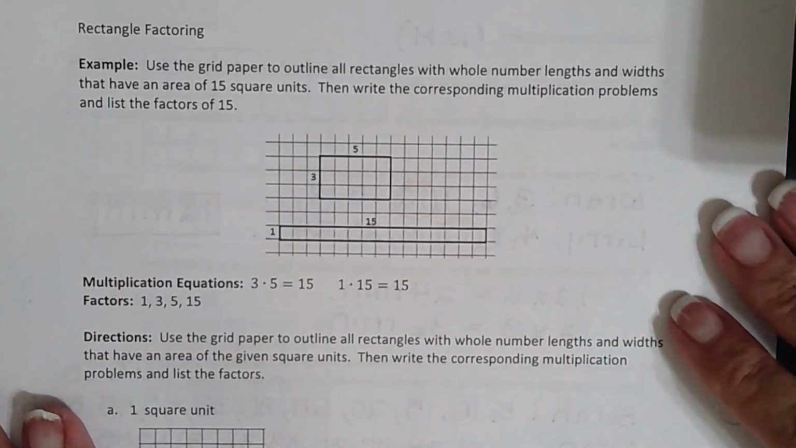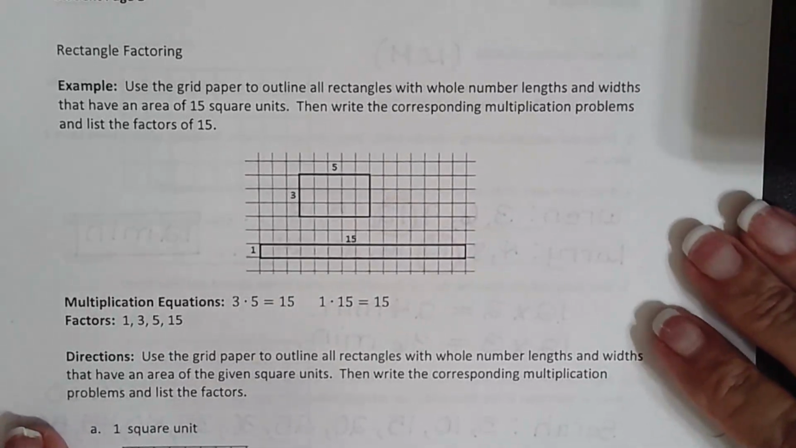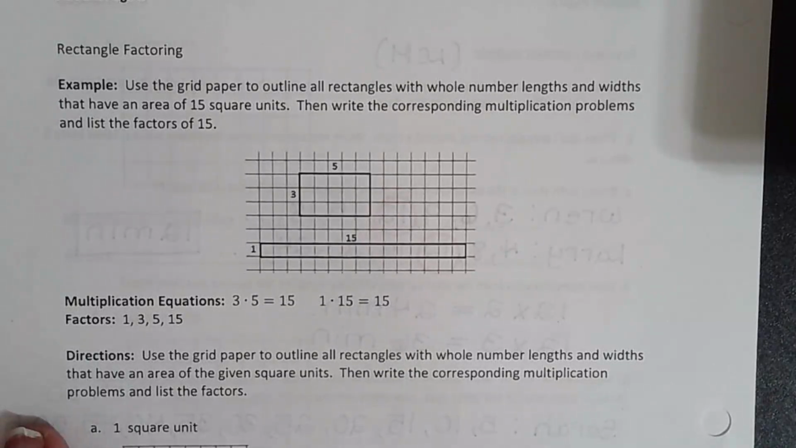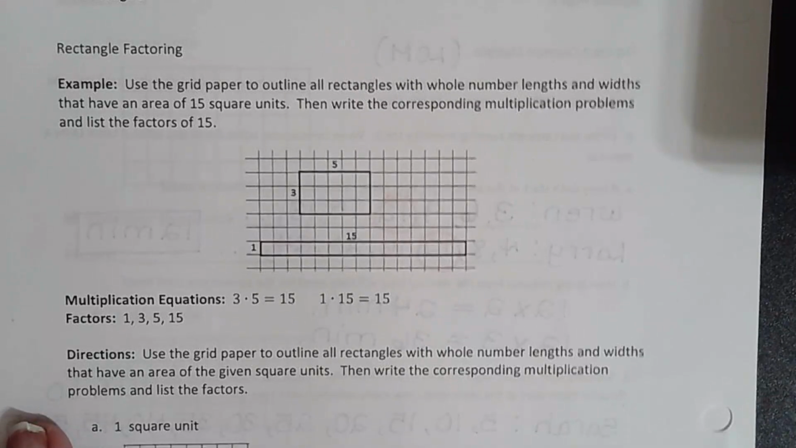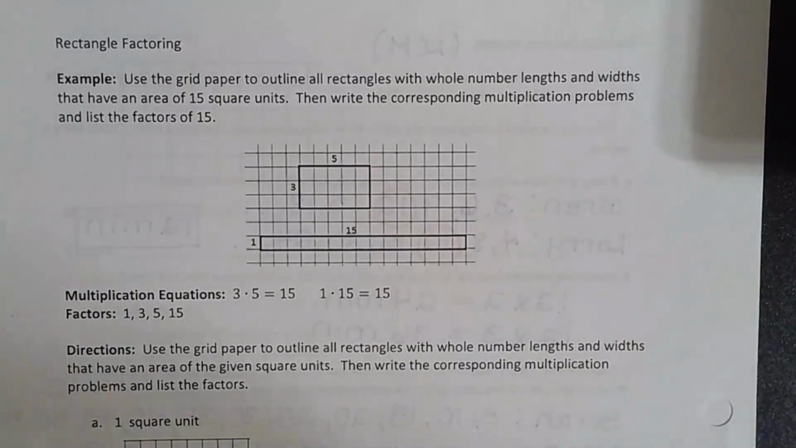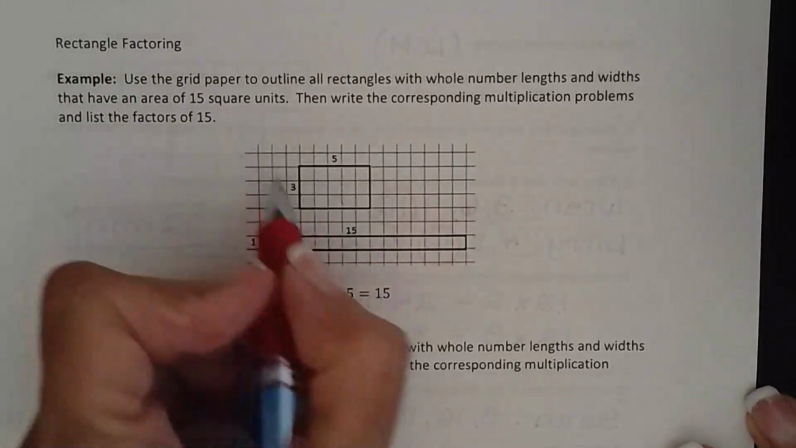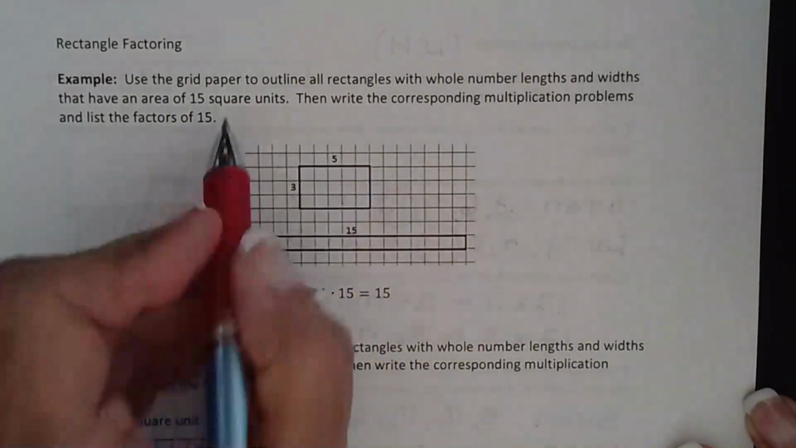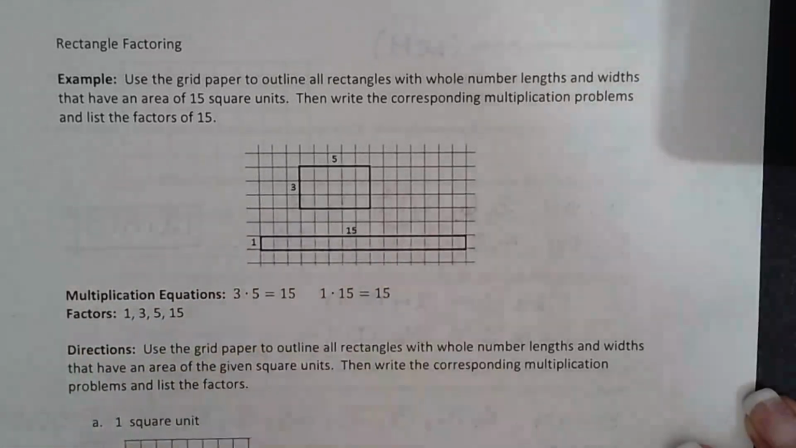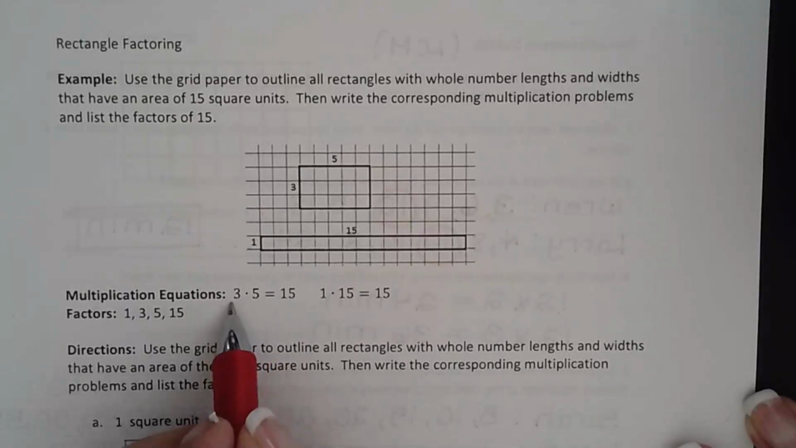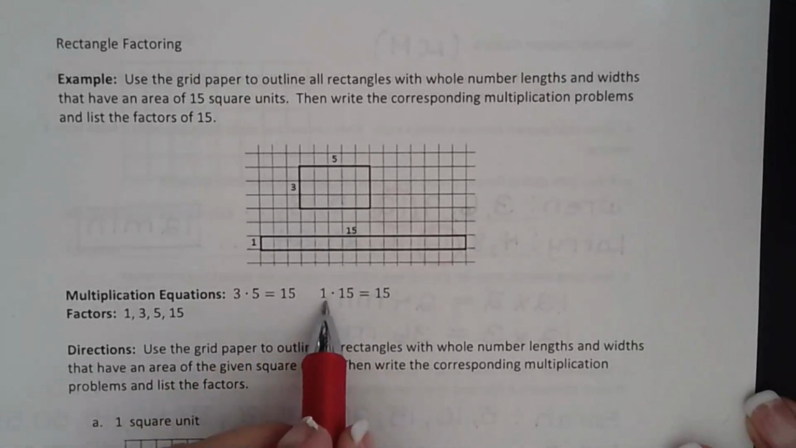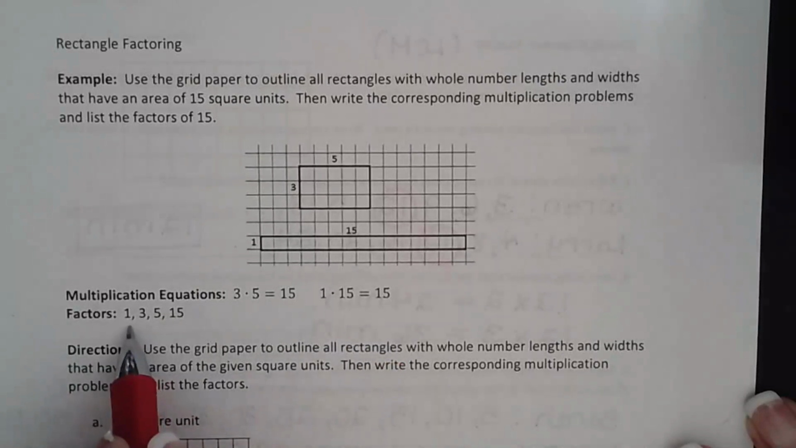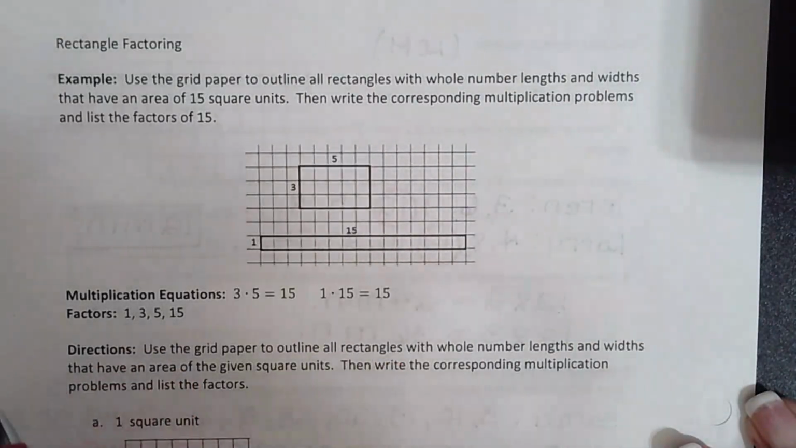So 15. How do I get 15 square units? And they have to be whole numbers, no fractions or decimals, it says in the directions. Then write the corresponding multiplication problem and list the factors. So 15 can be 3 by 5, or it can be 1 times 15. So here are our 2 multiplication problems: 3 times 5 is 15, 1 times 15. So that means the factors are 1, 3, 5, and 15. Those are all the numbers that go into 15 evenly.